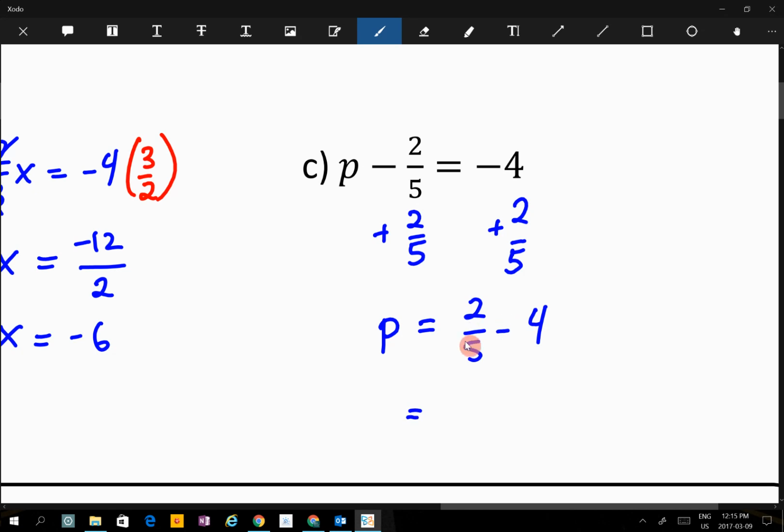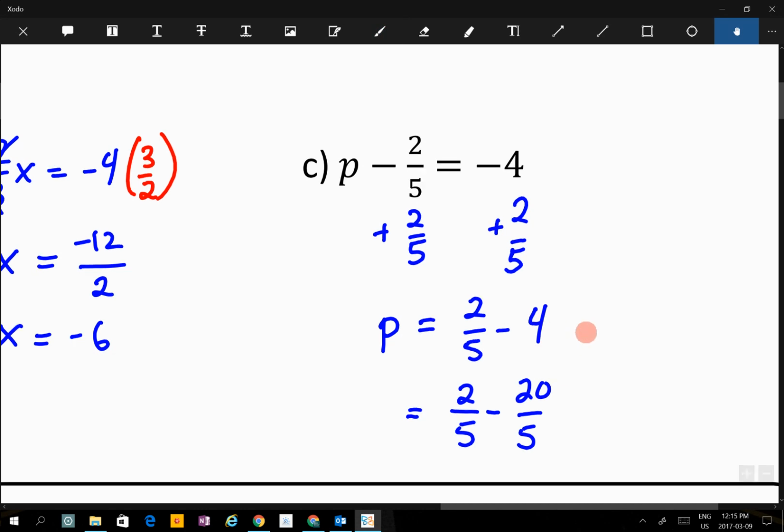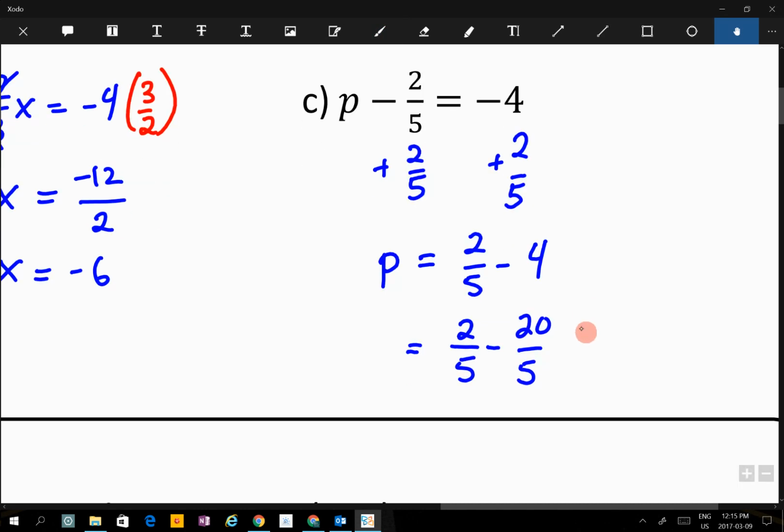To subtract a fraction with an integer, I have to convert this number into a fraction. So I could say 2 over 5 minus 20 over 5, because 20 over 5 is the same thing as saying 4. This leaves me with an answer of, let's write it over here, p equals negative, so 2 take away 20 is negative 18 over 5.